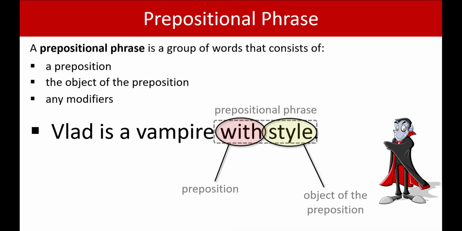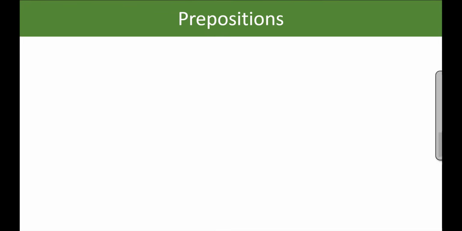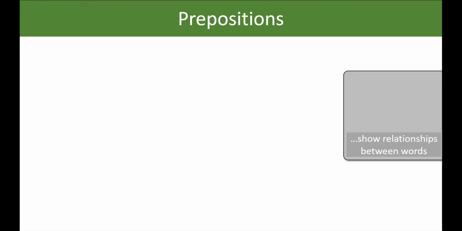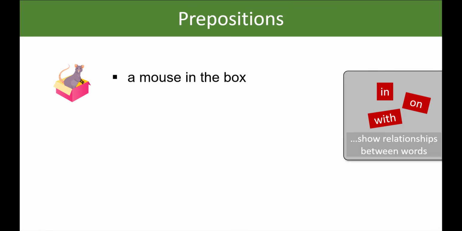Let's quickly remind ourselves what prepositions are. Prepositions show relationships between words. Here are some examples of prepositions: in, on, and with. Now let's have a look at some examples so we can see how they show relationships between words. A mouse in the box. The preposition is in. It shows the relationship between box and mouse.